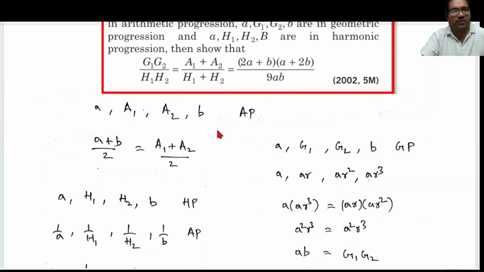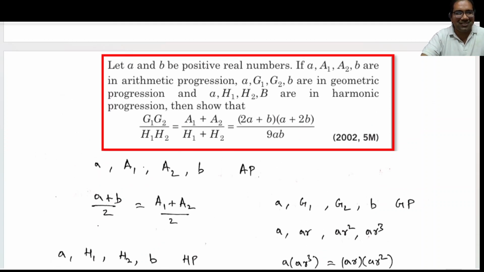The simple problem, just that very basic formulas that we have to use, that if 4 terms are in arithmetic progression, 4 are in geometric progression, 4 are in harmonic progression, we just need to write the terms correctly, and plain substitution of those values will give us this, right guys?